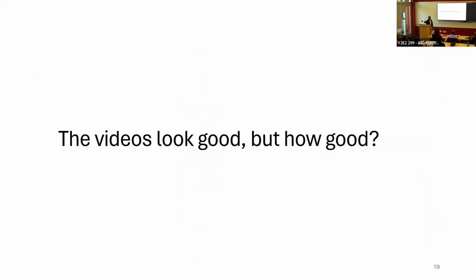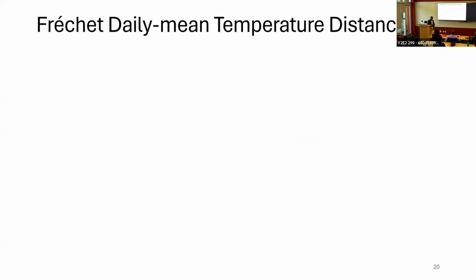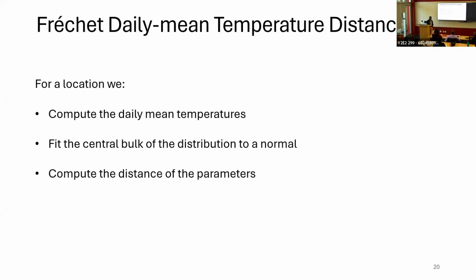Now, these videos look good, but how good? So we wanted to quantify the performance of the model by proposing different evaluation metrics, which I'll explain. The first one was called Fréchet daily mean temperature distance. The idea is we wanted to measure how well, in a distributional sense, the model captures what's in the ground truth. And so for this one, we essentially compute the daily mean temperatures.